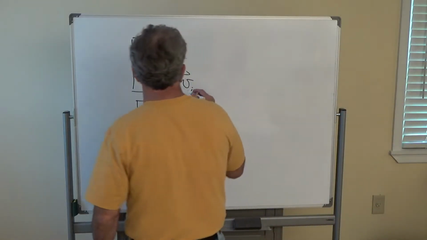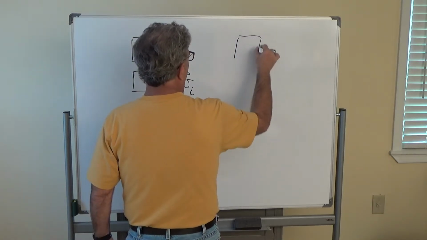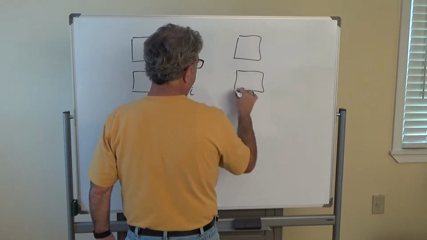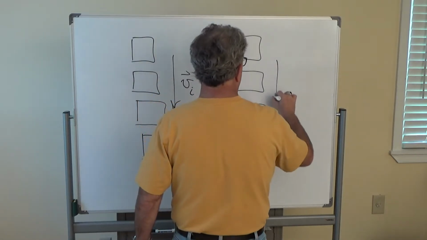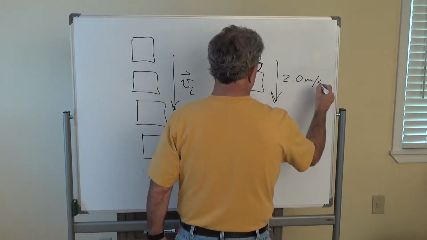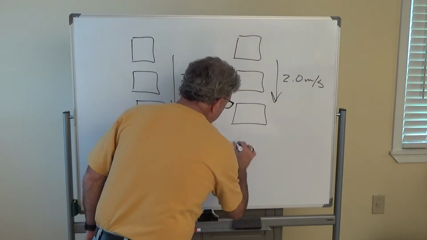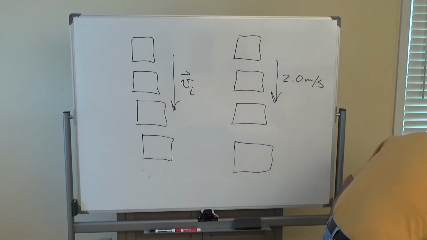Okay, so for the final, you have 3 cars, and they're moving at 2.0 meters per second south, and then this one is moving faster, right? Okay?